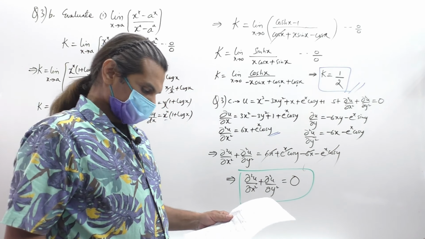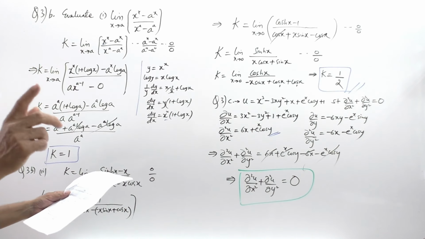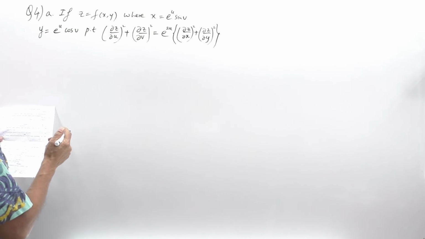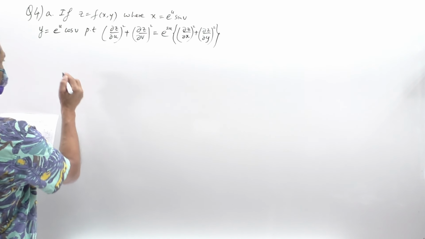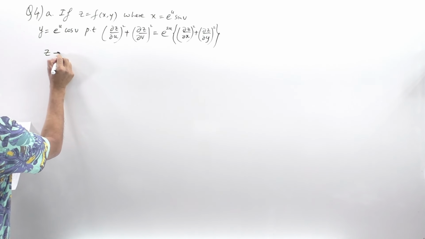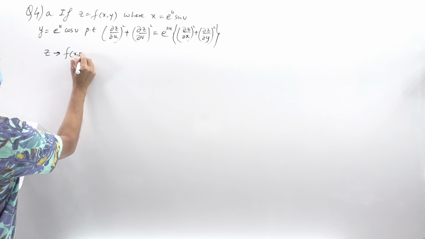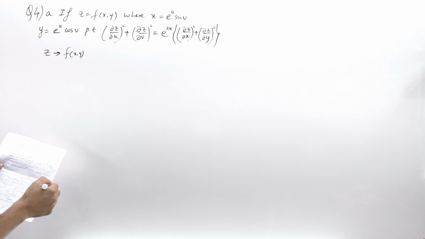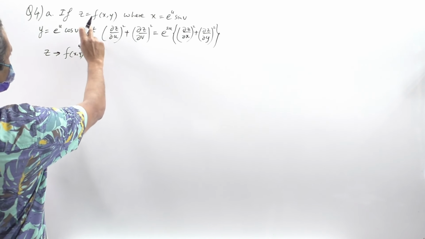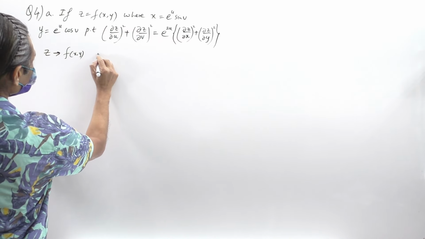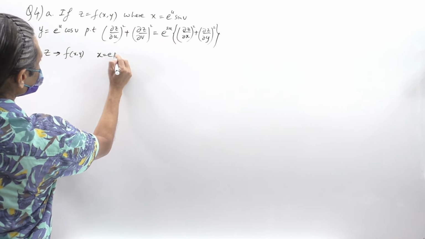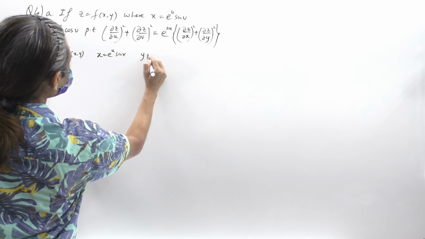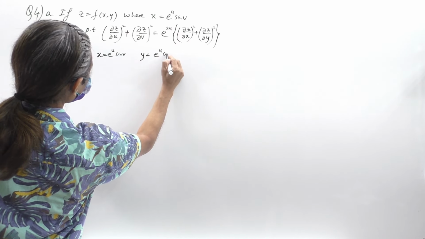So next, we need to move ahead with question number 4, A, B, C. So we have question number 4a here. Here if you see, z is a function of x and y. Okay, this is a question on chain rule, function of function. So z is a function of x and y, where x is e raised to u sin v and y is equal to e raised to u cos v.